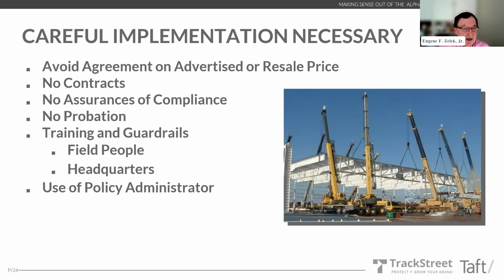There may be some training and guardrails that are necessary for your field people and those at headquarters. And then finally, using the policy administrator is key.